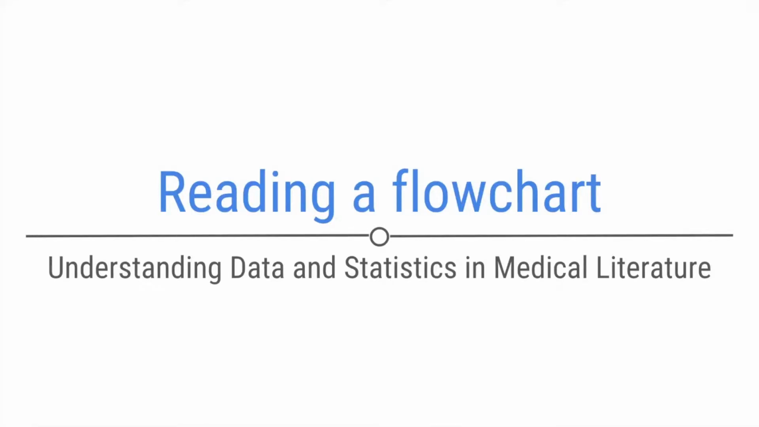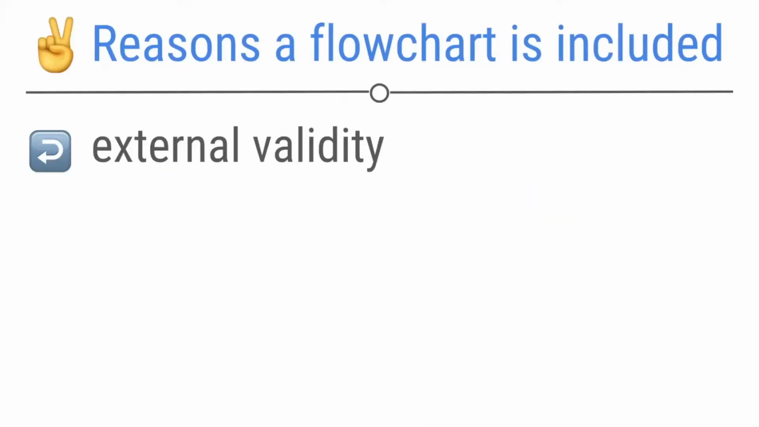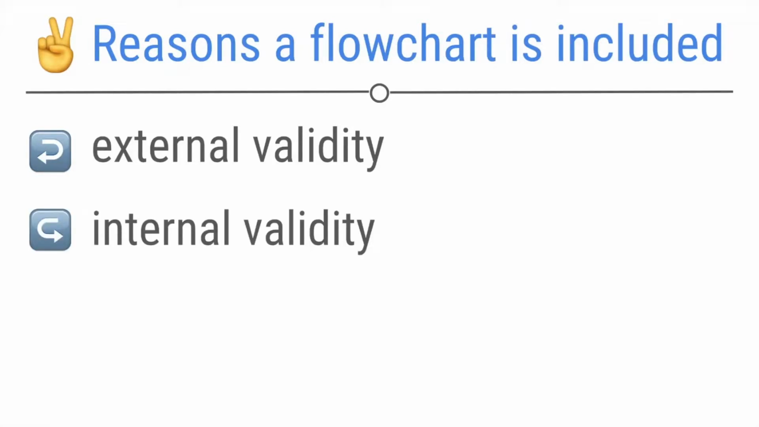Flowcharts are common in the medical literature, especially in randomized controlled trials, and in this section we'll discuss their purpose and how to interpret them. There are two main reasons a flowchart is included. First, to assess external validity, and second, to assess internal validity.